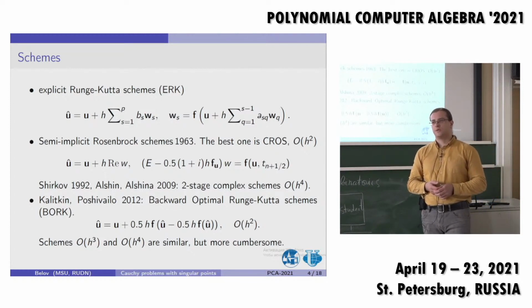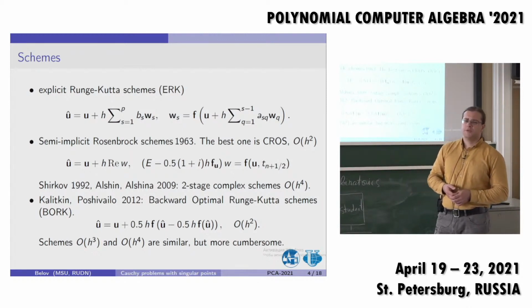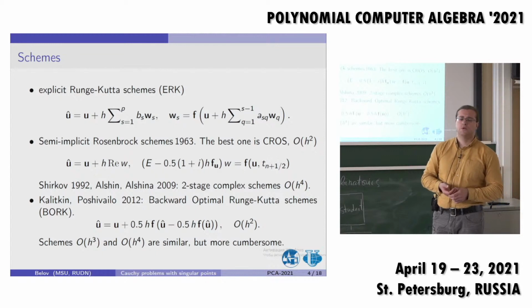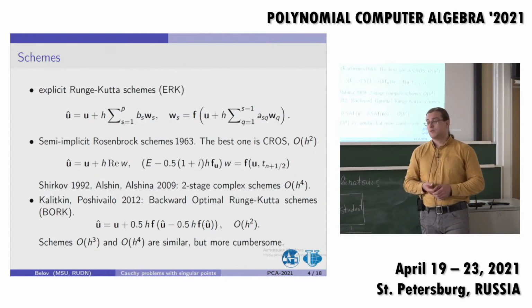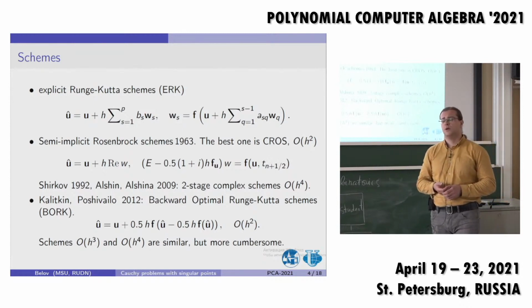The most robust schemes known to date are the so-called backward optimal Runge-Kutta schemes proposed by Kalitkin and Poshivaylo in 2012. By their properties, the schemes are equivalent to fully implicit Runge-Kutta schemes, but due to a special recursive form of notation, the computational complexity is equivalent to diagonally implicit schemes. The simplest scheme of this class is the well-known backward Euler scheme. The scheme of the second order of accuracy is presented on the slide. Schemes of the third and fourth orders are a bit more cumbersome, but the main idea is very similar.